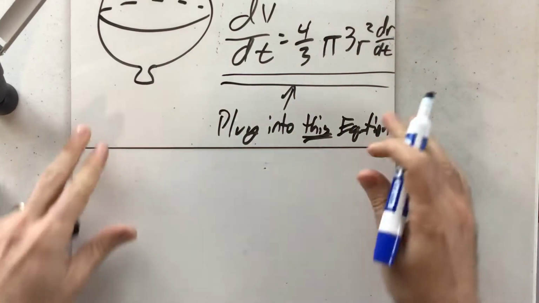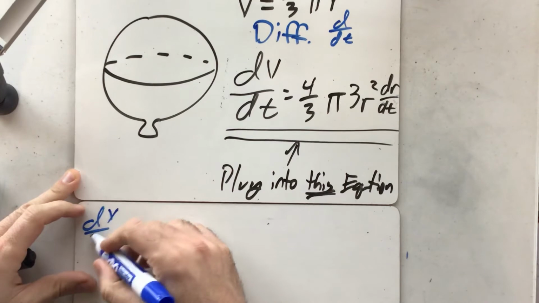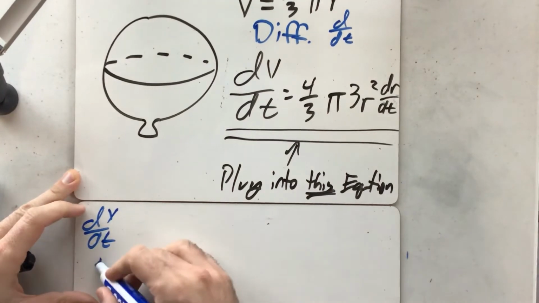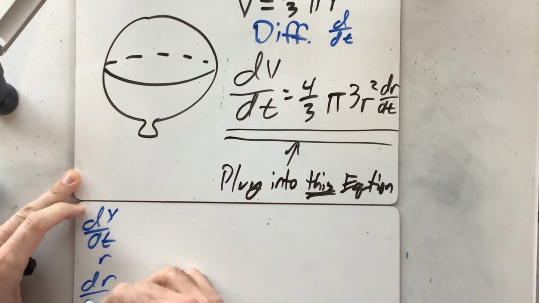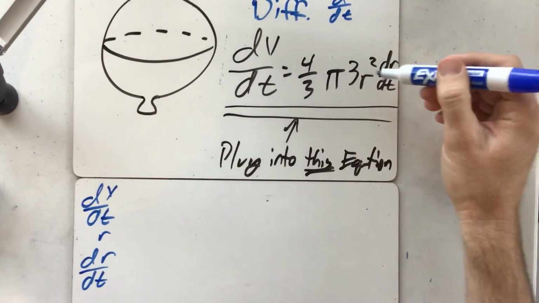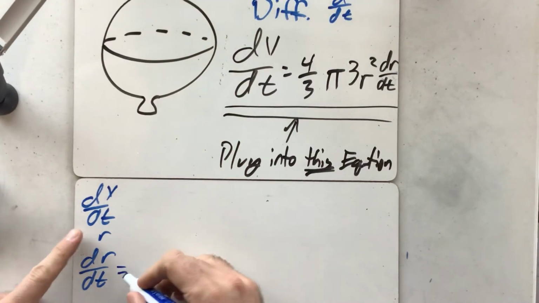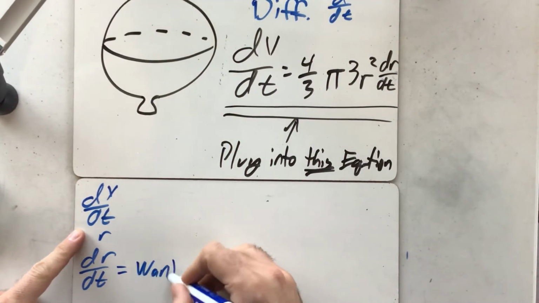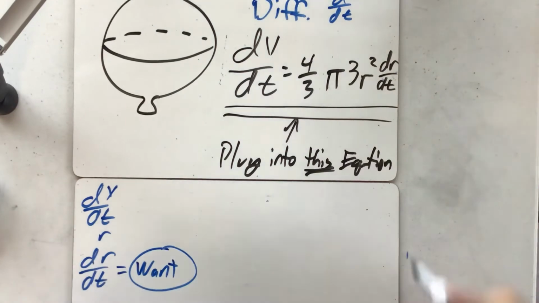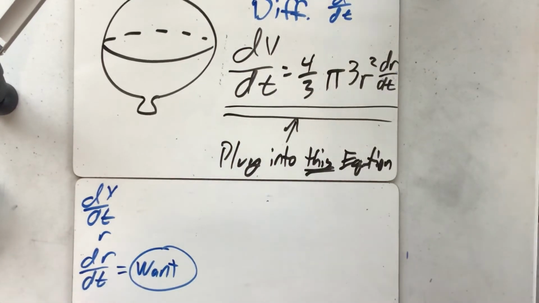So this equation, you'll notice, has several unknown things. It has dv dt, it has r, and it has dr dt. So those are the different pieces of this equation that we don't know, but once we know them, then we can plug in. Now, one of those, dr dt, is what we want. So that's what we're looking for. So we're not going to plug in for dr dt. We're actually going to solve for dr dt.